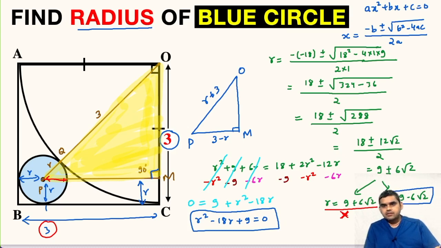If we substitute root 2 equals 1.414 here, we will get the value of r as 0.5147 units. So the radius of this blue circle will be either 9 minus 6 root 2, or in decimals it will be 0.5147 units.